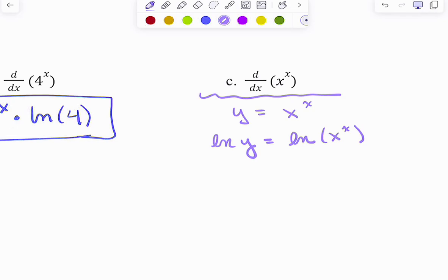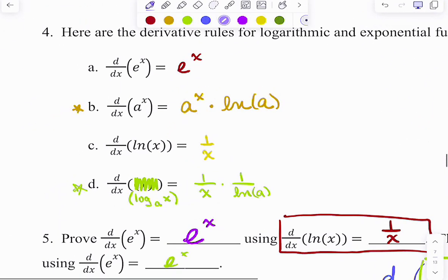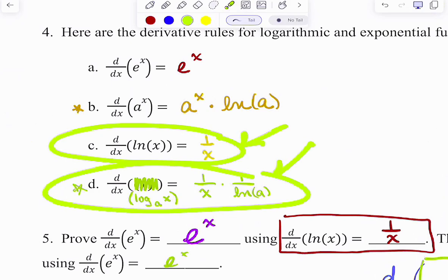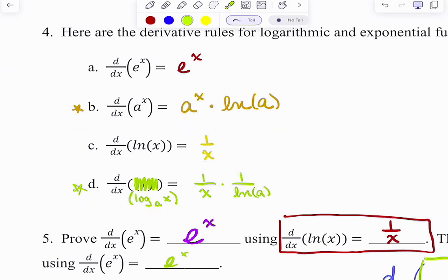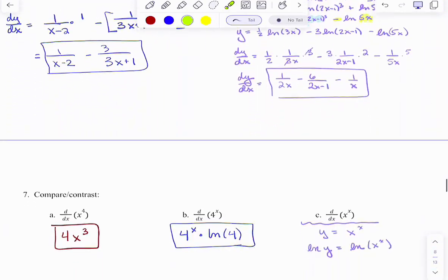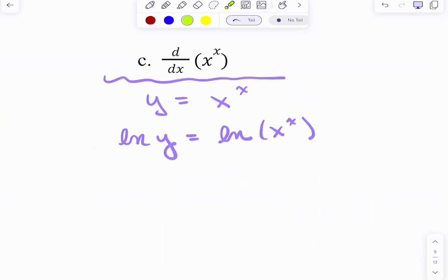Why don't you just do the natural log? Why would I choose natural log instead of log base anything? Shorter. It's less work. Natural log is 1 over x. Everything else, hot mess. Right? So I'm picking the one that's going to be easier for me. Could I do log base 10? Sure. But natural log is prettier.